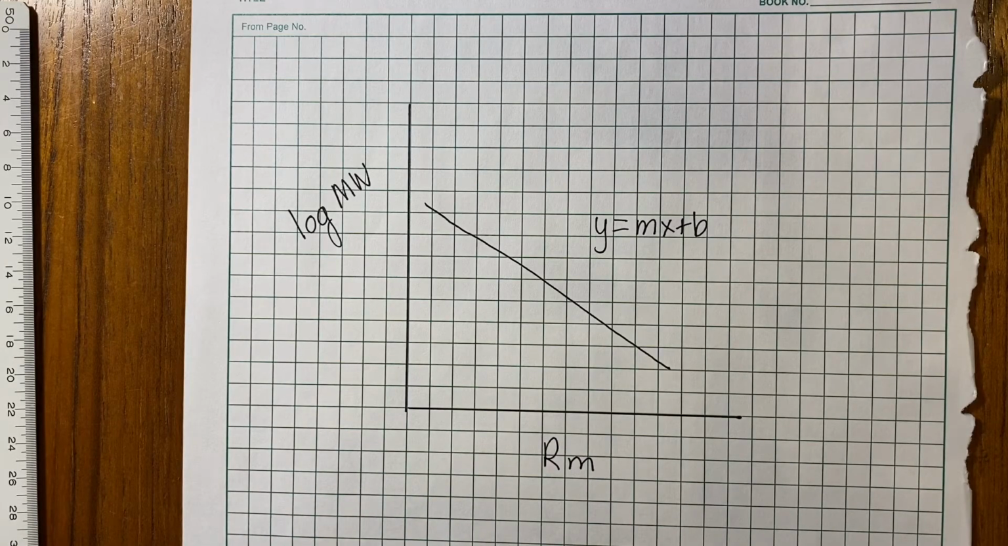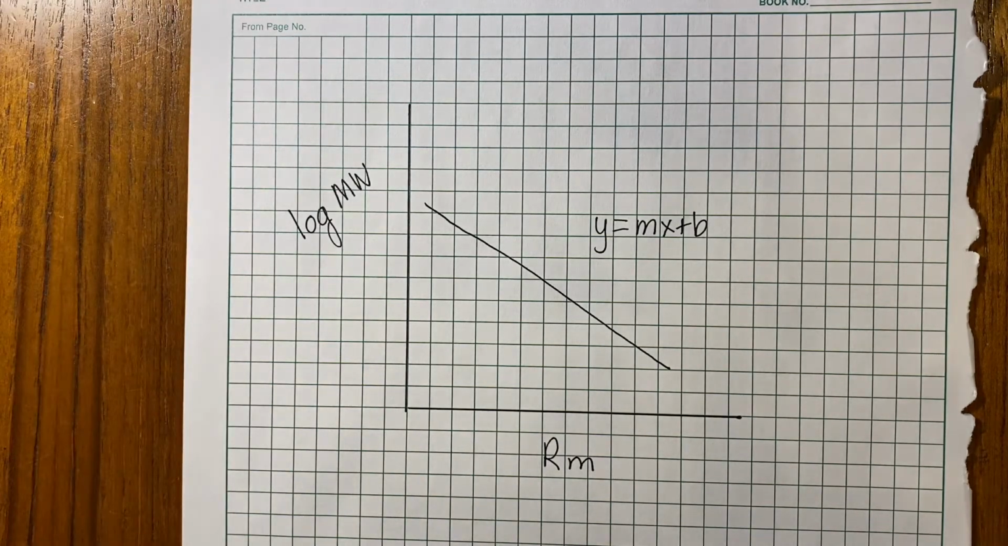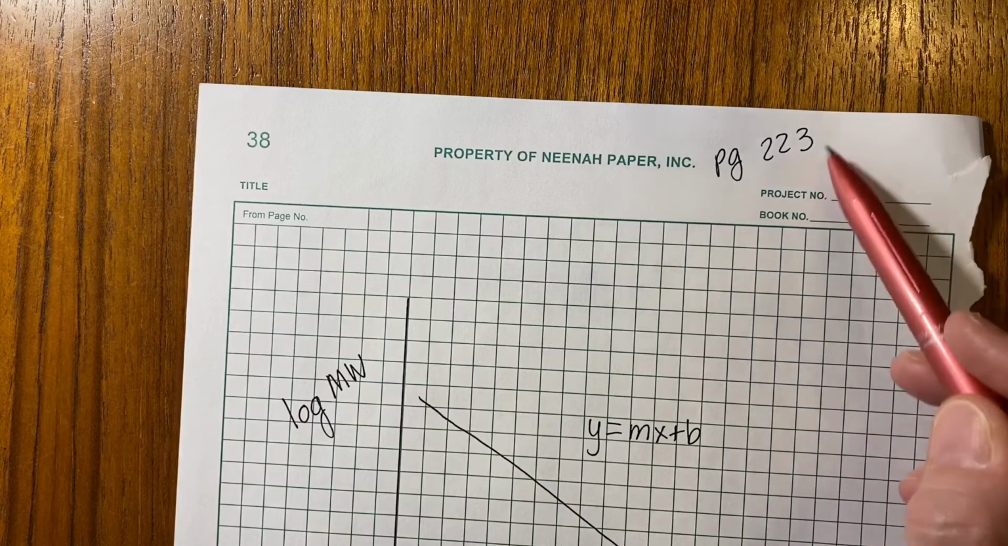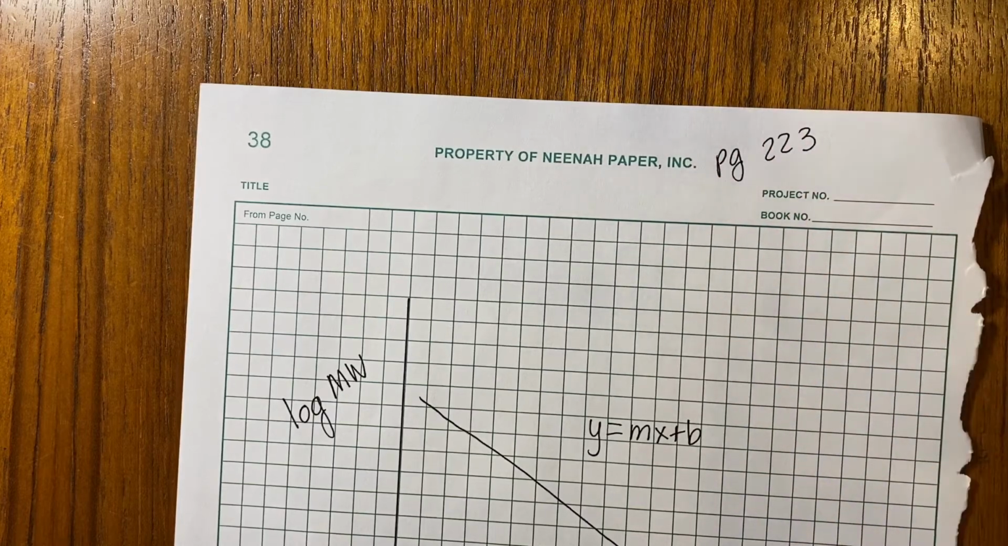And then you need to compare that equation to the distances your actual experimental proteins migrate. This is also covered in your textbook on page 223. So if you want to look in the textbook, it's page 223.